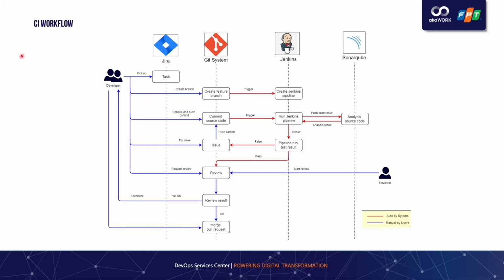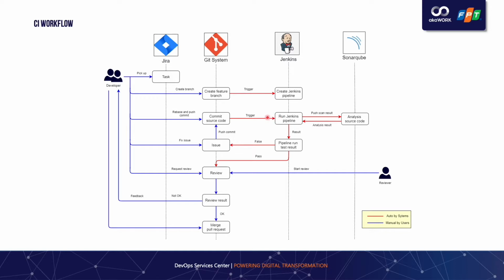The model describes how the CI process takes place. First, starting from when developers accept tasks on Jira. Then the developer creates a feature branch on GitLab. When the feature branch is created, Jenkins will automatically create the Jenkins pipeline. The developer proceeds with coding and commits code to GitLab.